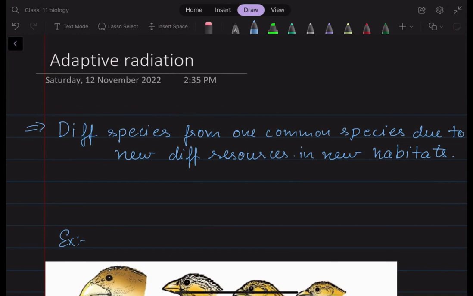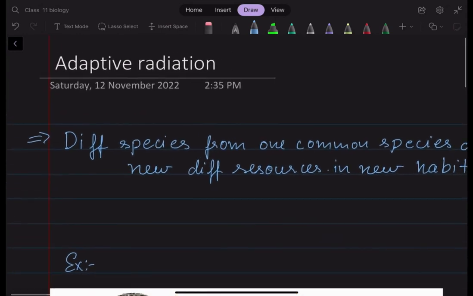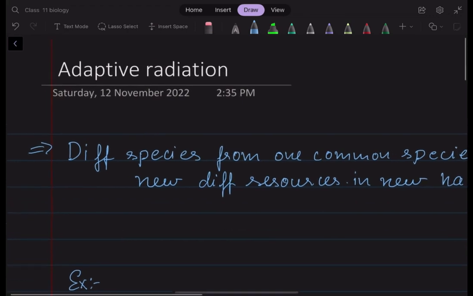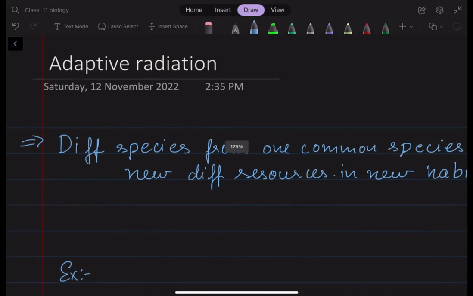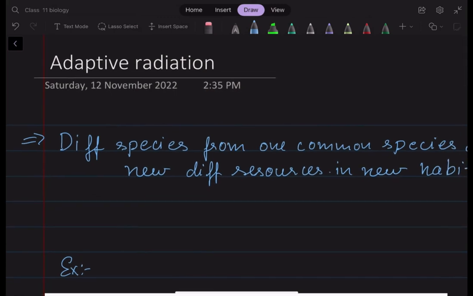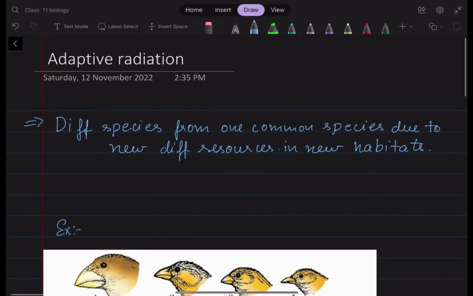In the previous video, we learned about the various evidences for evolution, and in this video, we'll be discussing an important phenomenon in evolution, that is adaptive radiation. So what is adaptive radiation? Adaptive radiation is literally the radiation or evolution of different species from one common species due to new and different resources in new habitats.